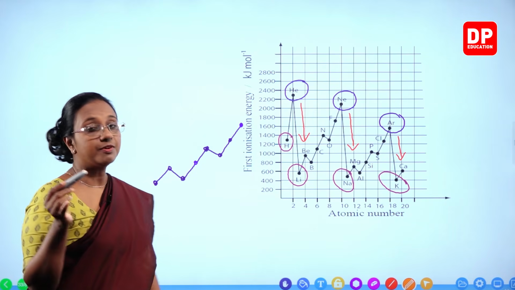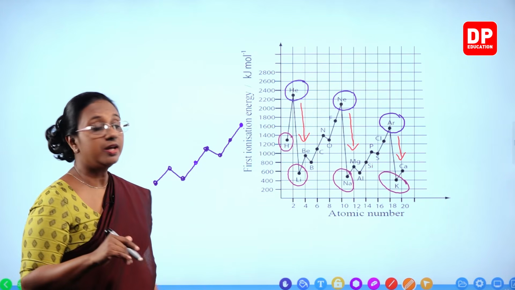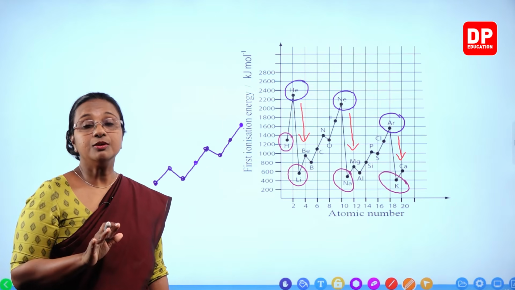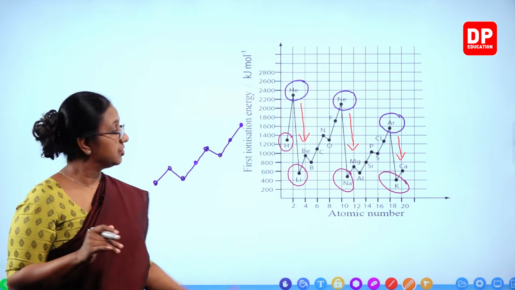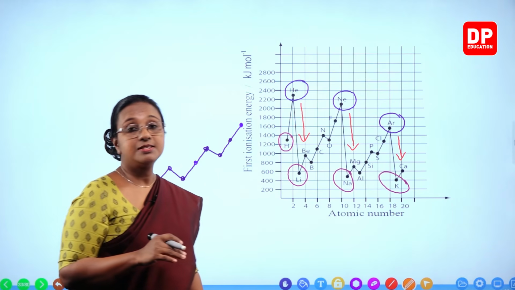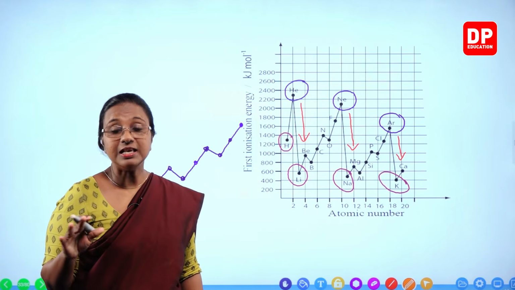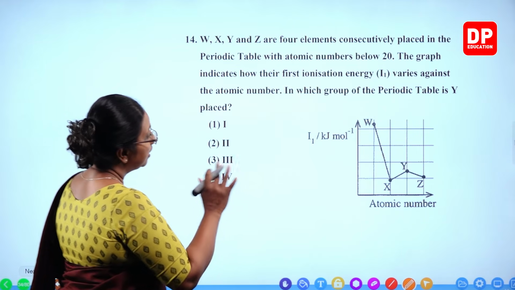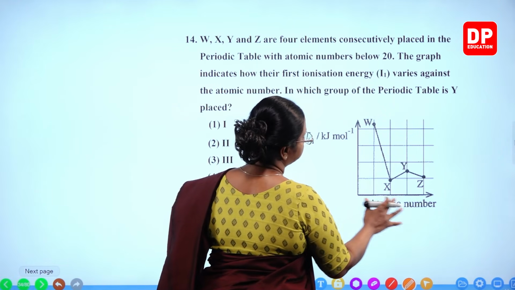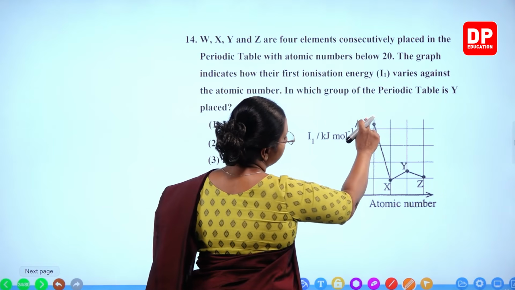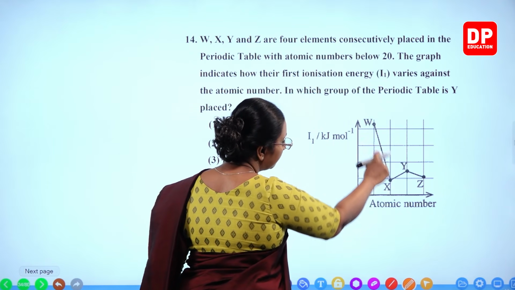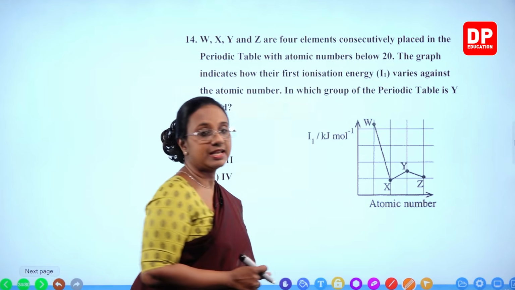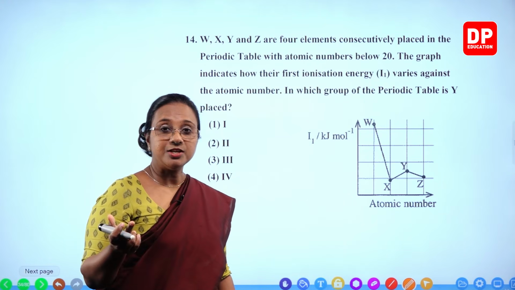So this is the information you need to look for in a graph. Then you can easily identify the group number. Is that clear? So this is the first ionization energy of the first 20 elements. Now if we go to the question, can you all identify? What do you see? W to X, there is a drastic drop. Then X to Y increases, again Z slightly less. So what can you see?